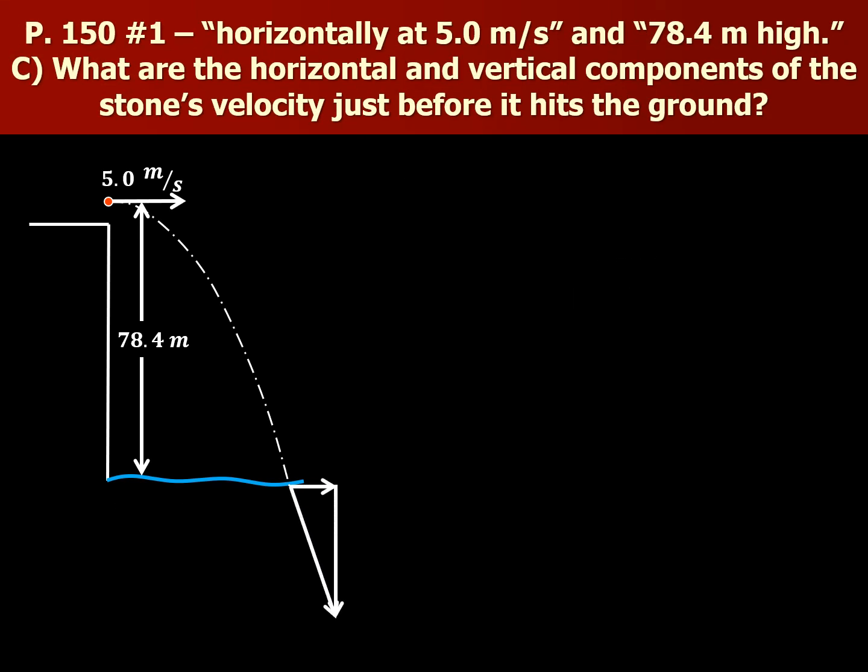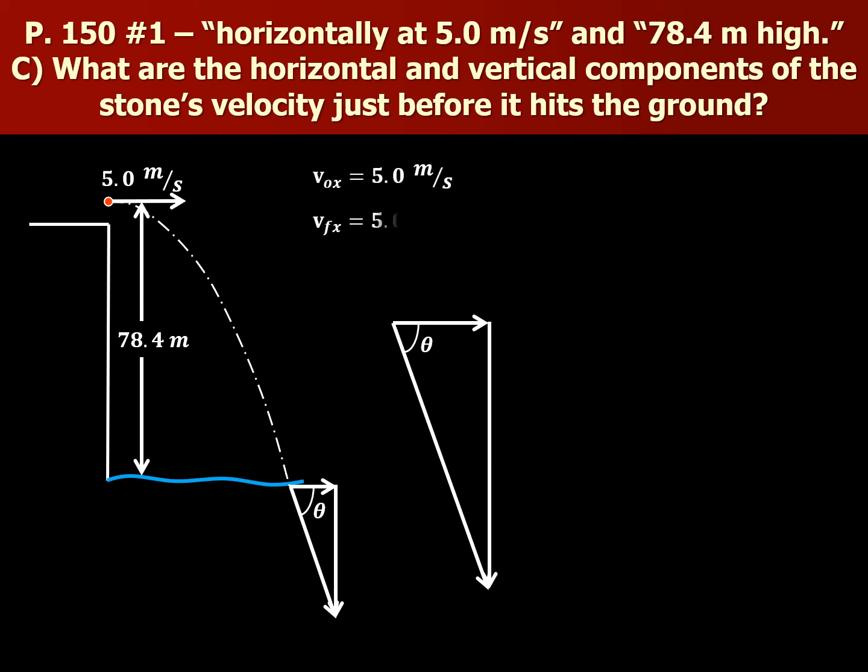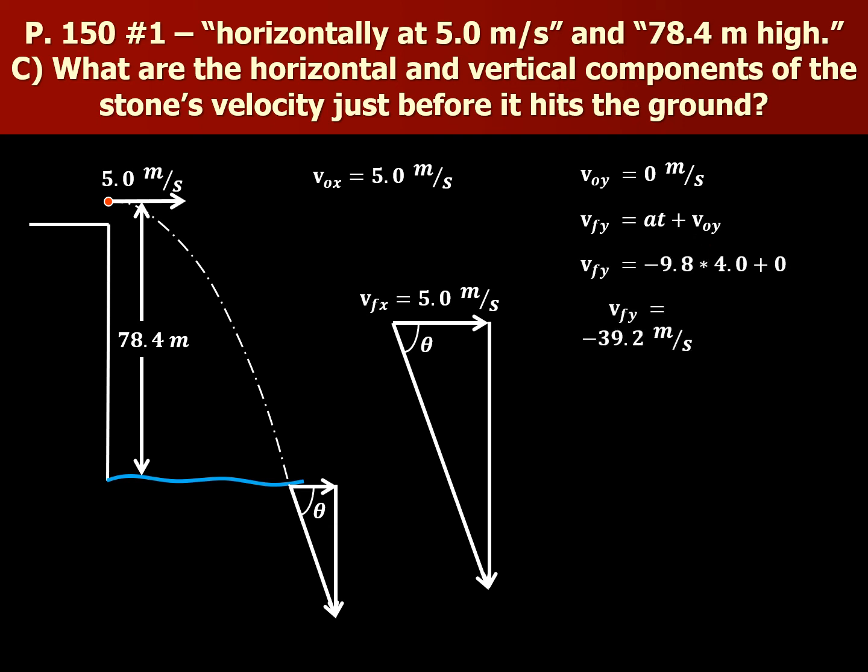Next part of the question, it says, what are the horizontal and vertical components of the stone's velocity just before it hits the ground? Well, if we look at this, we know it's going to have a horizontal and vertical velocity, which gives it its total velocity here. We'll talk about that in a second. Since the initial velocity is 5 meters per second, we know it's not accelerating, so the final velocity is going to be 5 meters per second also. Looking vertically, we know that the initial velocity vertically is 0 meters per second. We use this equation, the final velocity equals acceleration times time plus initial velocity in the y direction. Plug in our numbers, and we get that the final velocity is going to be negative 39.2 meters per second.